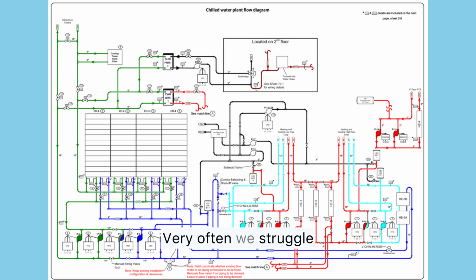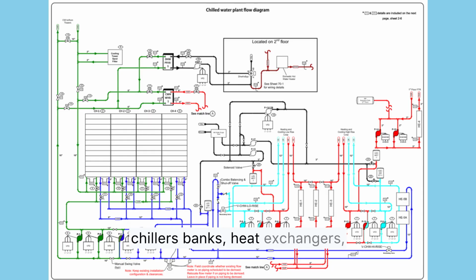Very often, we struggle to read the chilled water plant water flow diagram from a control perspective. In this brief presentation, we will go through the main components of the chilled water system and water flow circuit for every loop. This is a central chiller plant with multiple chiller banks, heat exchangers, pumps, and associated piping.